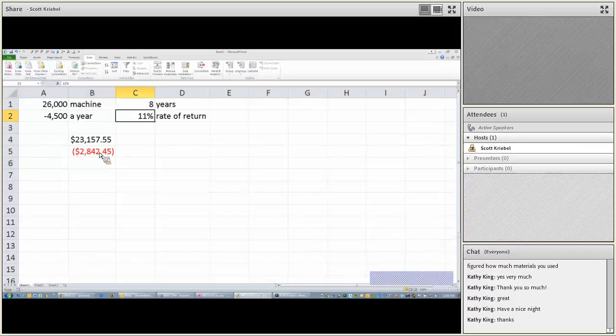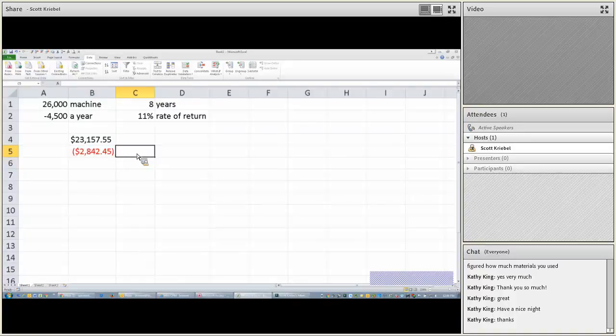And what this is saying is we won't. Based on our required rate of 11% over 8 years, we're going to receive in today's dollars $23,157, but we're investing $26,000, in which case we're losing value to the tune of $2,842. So this would be a no-go decision. We do not want to proceed with this investment. It wouldn't make any sense.